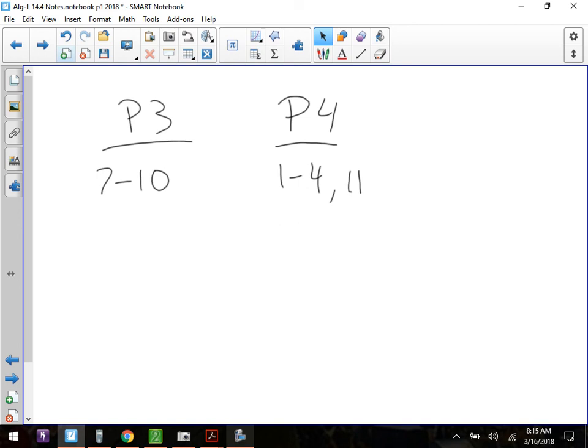The 7 through 10 and the 1 through 4 are all general solutions. Number 11 is not, but you can read that.